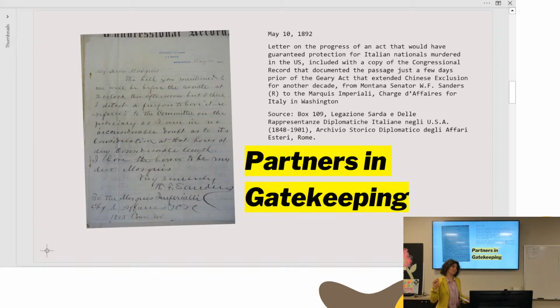That was for what was known as the Geary Act, which was a 10-year extension of Chinese exclusion that actually made it more difficult for any Chinese national who was already resident in the United States. He or she had to provide these certificates to anyone who asked, especially law enforcement, that said that they had a legal right to be in the country. Okay, so that's really important here. That's all very much in the background. Okay, so this is part of what I argue, right, is a relationship of partners in gatekeeping.